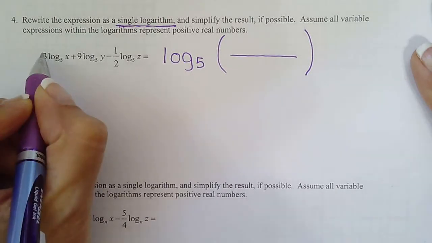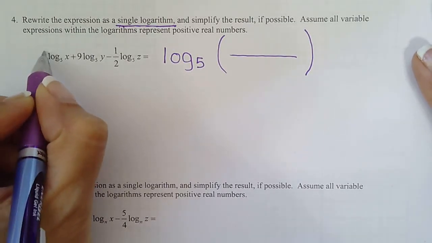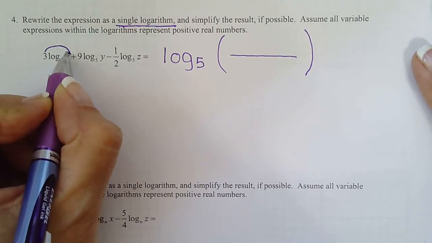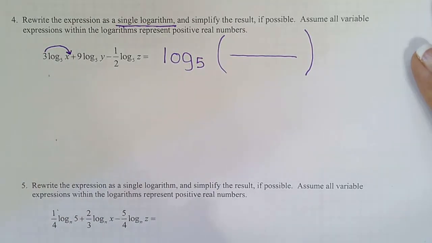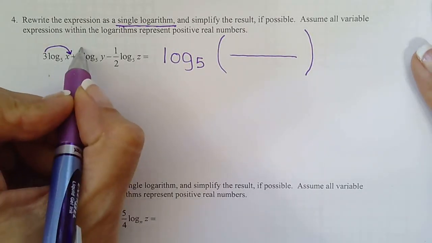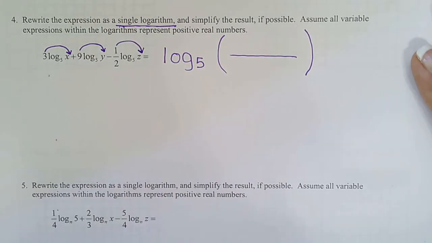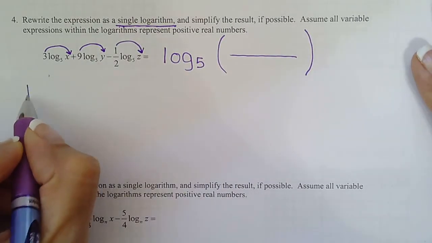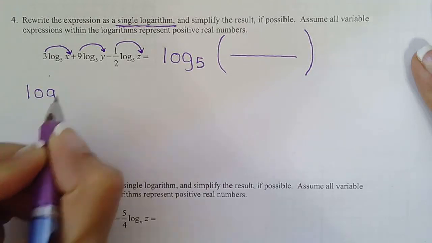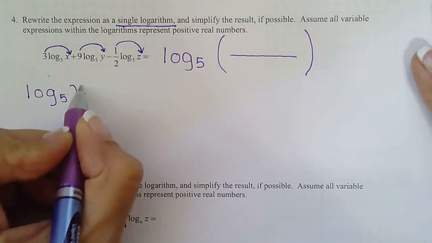So just like on the last one, the first thing you do is bring all the powers back to their location. So that 3 goes back there, the 9 goes back there, the 1/2 goes back there. So it's going to look like log base 5 x cubed.